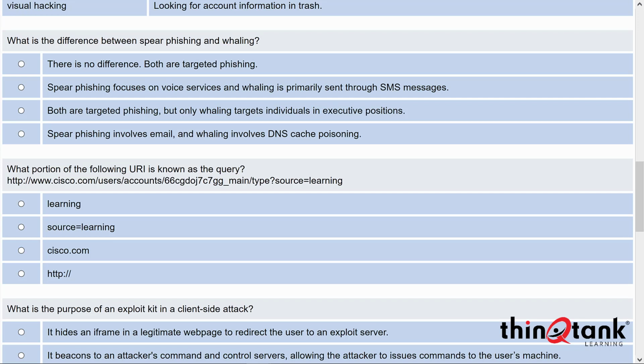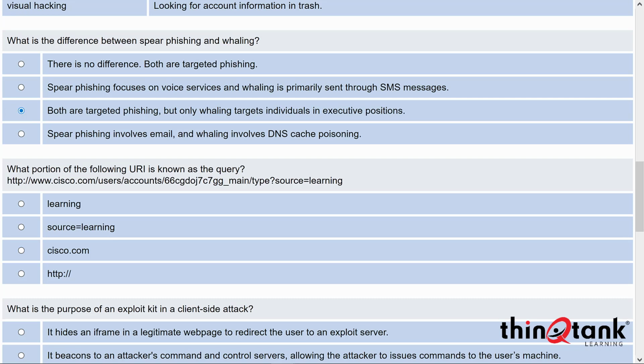Whereas whaling, you're targeting the CXOs of the organization, or at least somebody that has a superior knowledge about things or more access to things than anybody else would have. Spear phishing focuses on voice services, and whaling is sent through SMS messages. Voice would be vishing, voice phishing, and SMS would be smishing, SMS phishing, but it's actually pronounced smishing. Yeah, that's not that answer. Both are targeted phishing, but only whaling targets individual executive positions. Absolutely. That would be the correct answer there.